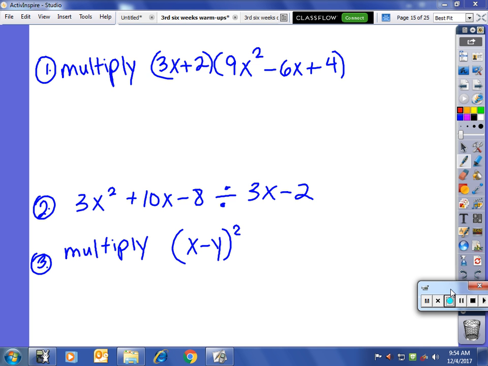So I was looking at old CBAs, and lots of times they use the same type of questions. And these three problems were on last year's semester CBA. Oh, now we have done this. It's been a while since we did a binomial times a trinomial. And number 3, they always find a kind of a trickier way or a different way to test to see if you know how to do things.